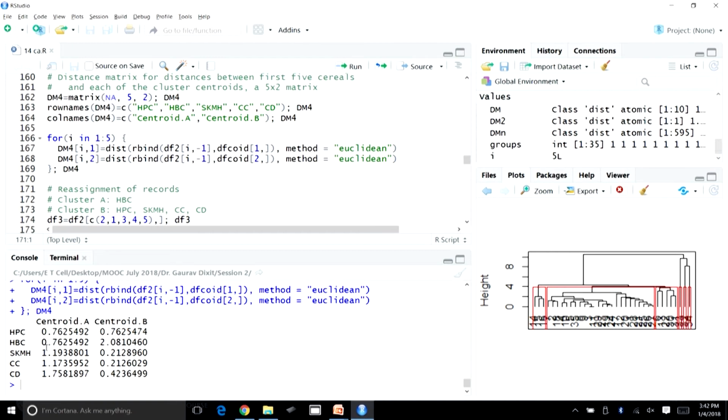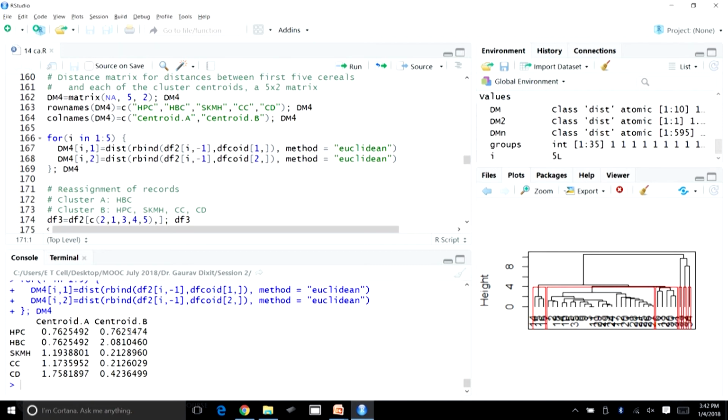If we look at the second observation, HBC, this is closer to cluster A and also part of cluster A. HPC, initially, was part of cluster A. However, we can see from this data that it is in a way equidistant from both the centroids, but HBC is quite clearly closer to cluster A, of which it was part.